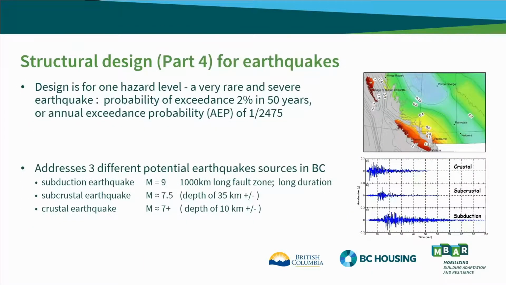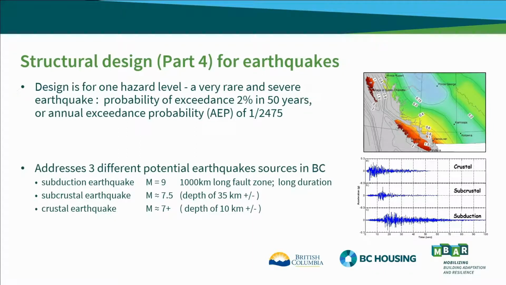A few aspects of earthquake design. The design is for one hazard level only, a very rare and severe earthquake. 2 ways of addressing its probability. One is a probability of exceedance of 2% in 50 years, or an annual exceedance probability of 1 over 2475.